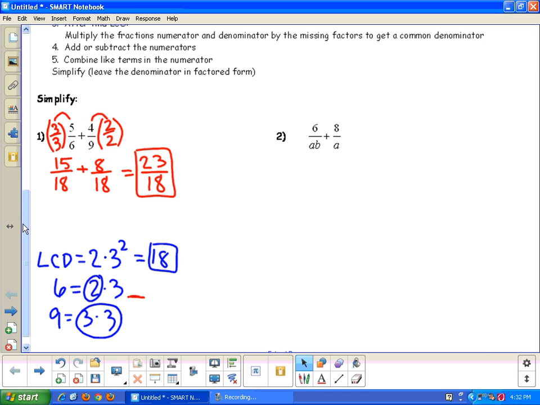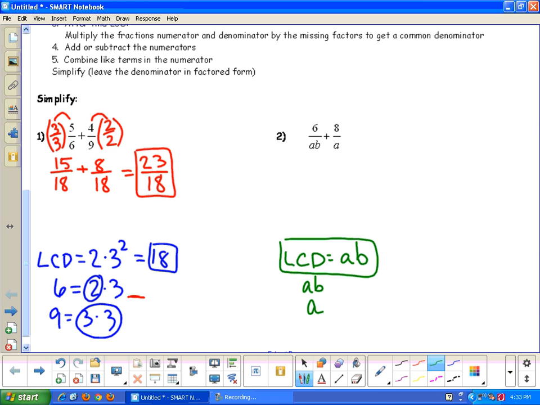So let's look at number 2. So for question number 2, I want to first find my least common denominator. I have AB and I have A. So AB doesn't really break down anymore, it's just A times B, and neither does A. So the greatest number of times A appears in either of the two would be once. The greatest number of times B appears in either two is once. So my least common denominator is AB.